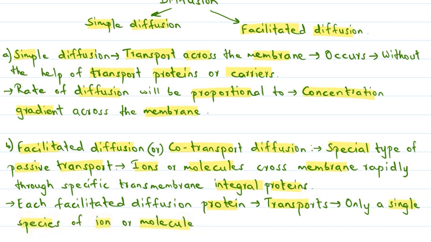Sometimes the maximum transport takes place at a lower concentration gradient of the molecule across the membrane. Sometimes the transport proteins form channels through the membrane to allow certain ions or molecules to pass through them. The cell membrane possesses a number of channels for the passage of different ions, and the channels are kept closed by specific constituents called gates. So this is all about facilitated diffusion or co-transport diffusion.